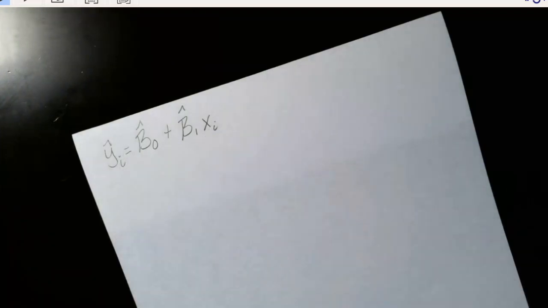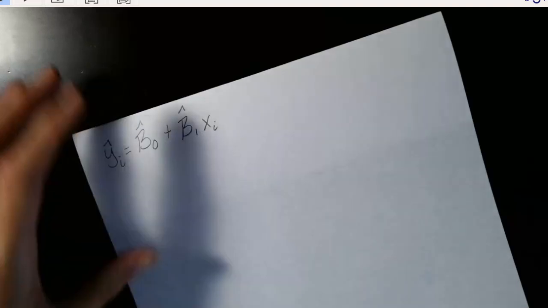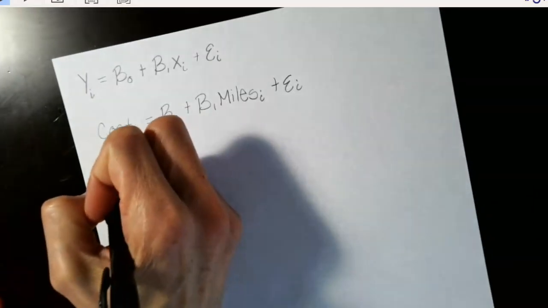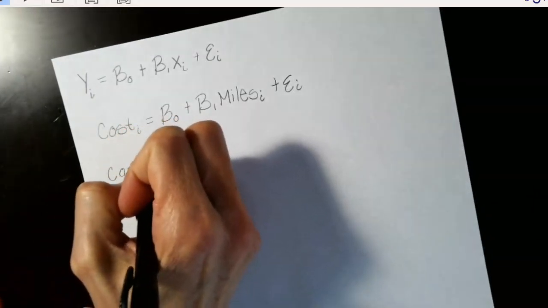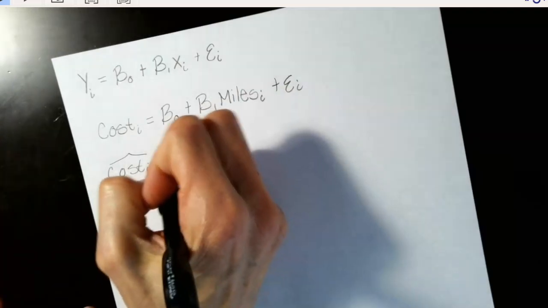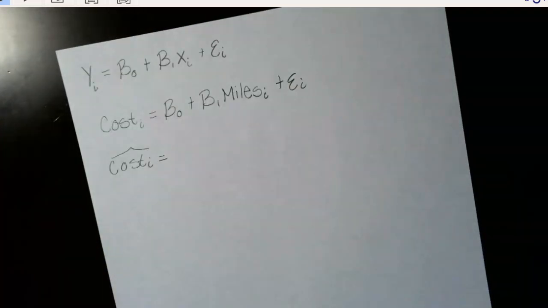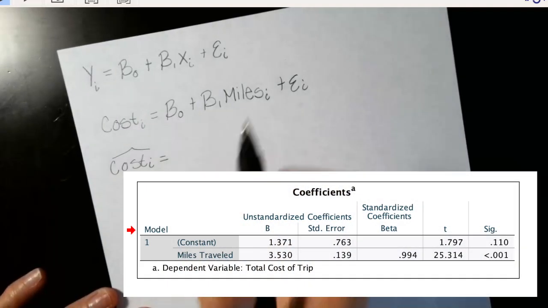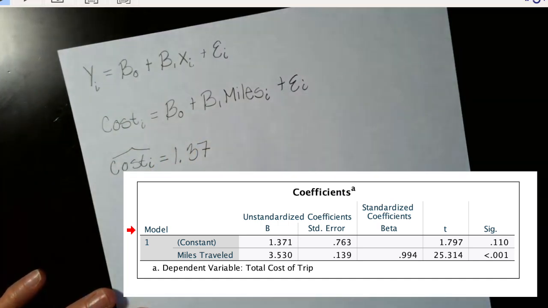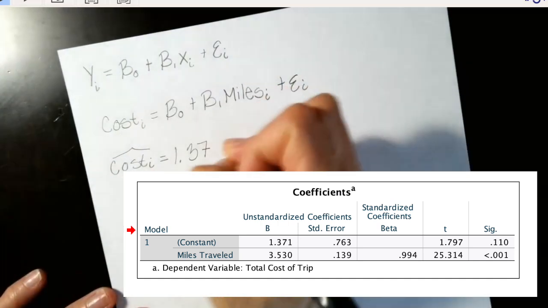So now we're going to go back to the other paper and we are going to add our little hats to show that we are going to make a prediction. So let's go ahead and look at that other page. And I'm going to write one more equation. And this time I'm going to say the cost with our subscript, and I'm going to put that little hat above it. And now I'm going to put those values that we found on SPSS. So instead of the beta naught, I'm going to write that 1.37. If you remember, that was the constant that we saw there.